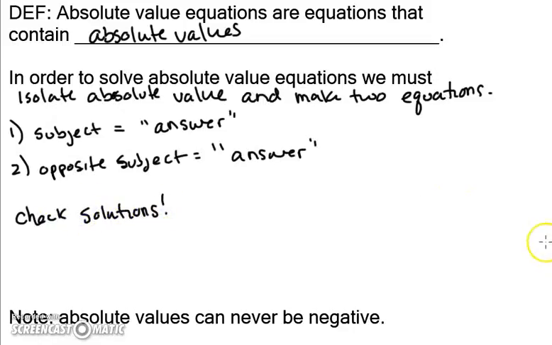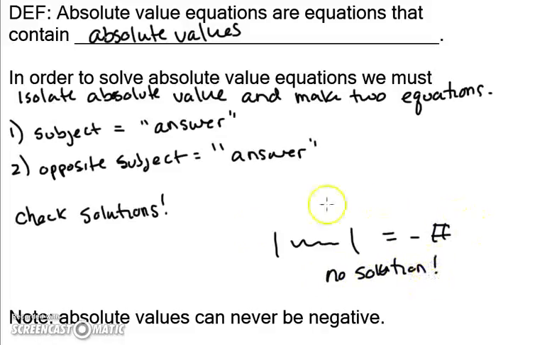Now, one thing that we do need to keep in mind is absolute values can never be negative. So when you isolate this absolute value, if you have absolute value of some stuff equals a negative number, you can go ahead and say no solution, because absolute values are never going to be negative. All right, so let's run through this example real quick.